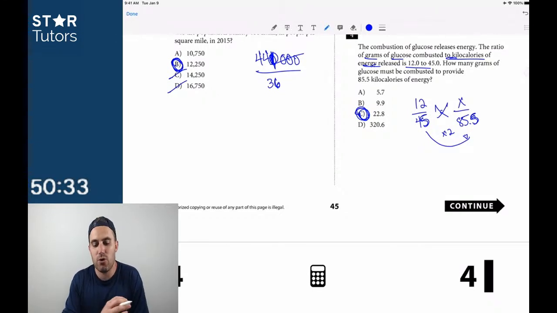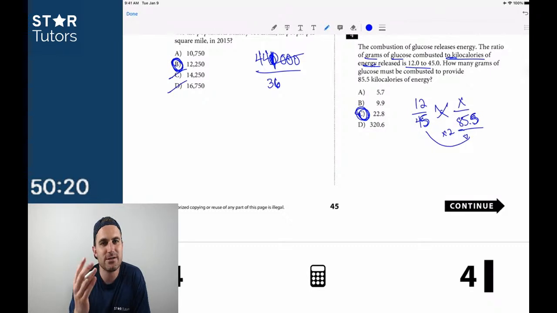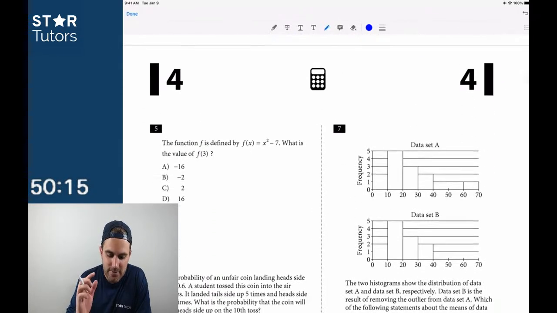You didn't need to go through the whole process of saying 45x equals 12 times 85.5. You don't need to do all that. If 45 times roughly 2 is 90, which is pretty close to 85.5, then it's going to be 12 times just something a little bit short of 24, because 12 times 2 is 24. So just keep thinking about that.